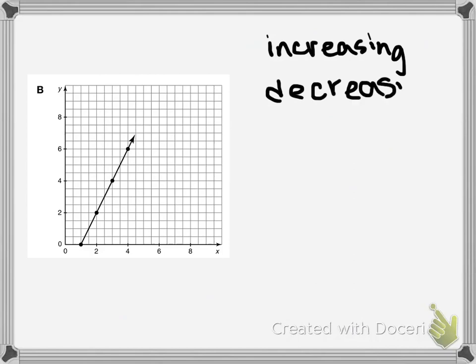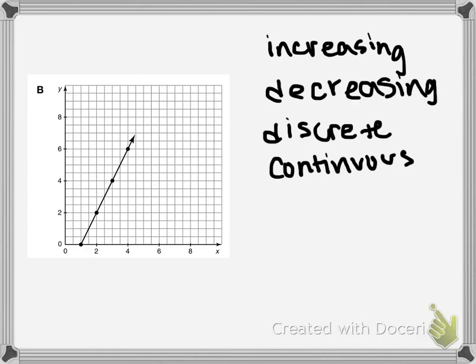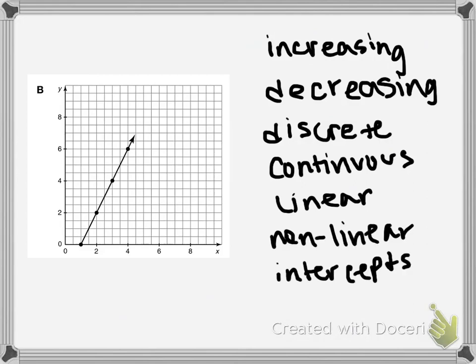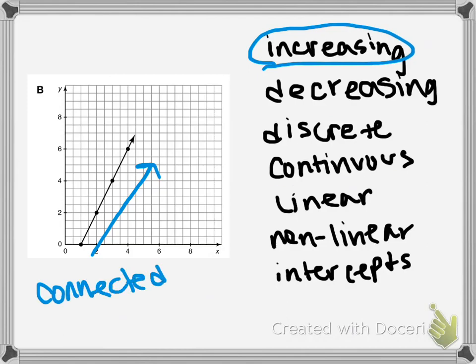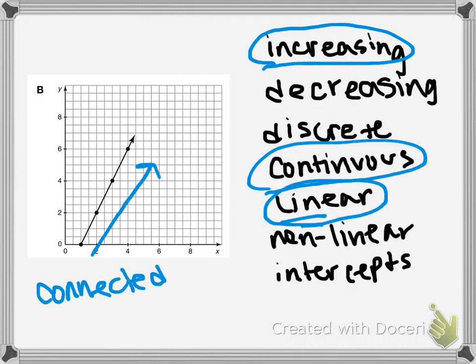Here's graph B. Go ahead and do a rough sketch. It doesn't have to be perfect. Again, this line is increasing as we read it left to right. The dots are connected, so it's continuous. It forms a straight line, so it's linear. And it crosses the x-axis at (0, 1). That's not right. It crosses the x-axis at, hang on, this is going to be in a different color, (1, 0). There we go.